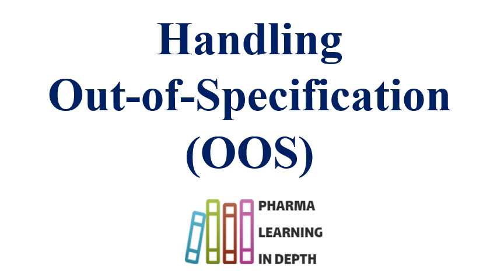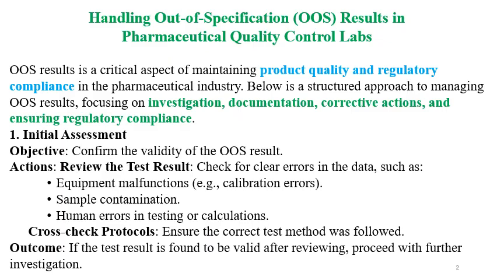Commonly, it is called OOS, and pharma professionals working in the industry are required to know what OOS is and how to handle it. OOS is out of specification. Whenever the result of a test is out of the specification, that means OOS is generated.